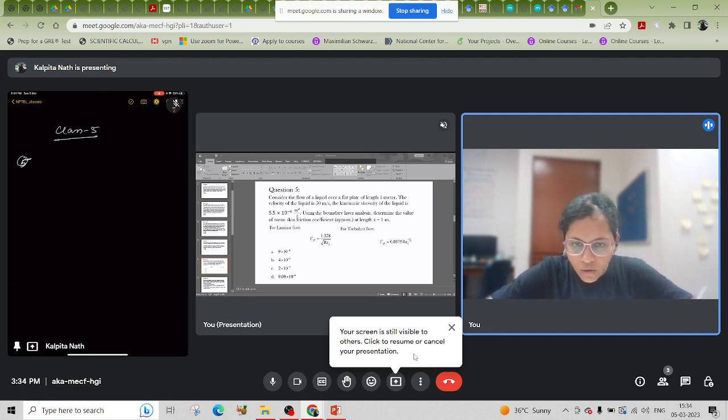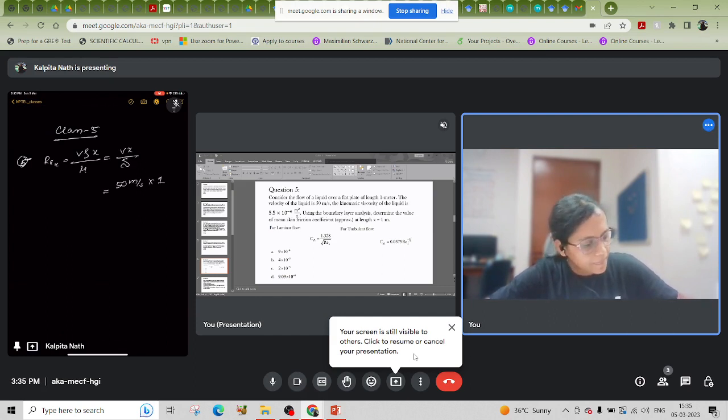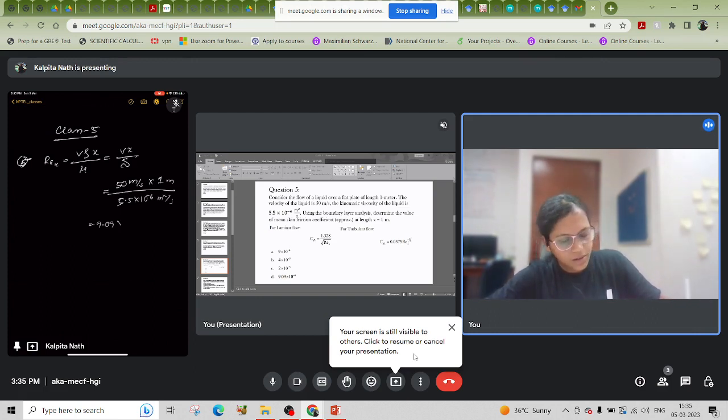According to the question, first we need to calculate the Reynolds number, obviously, that is V rho x by mu, that is Vx by nu. V is 50 meter per second, x is 1 meter, nu is 5.5 into 10 to the power minus 6 meters squared per second. This is 9.09 into 10 to the power 6, which is greater than 5 into 10 to the power 5. This is the critical Reynolds number. So as it is greater than this, the flow is turbulent.